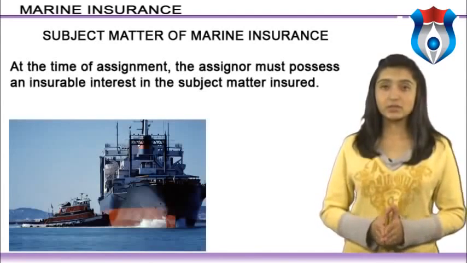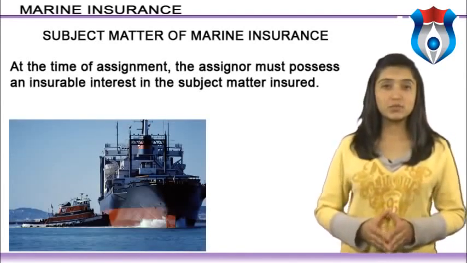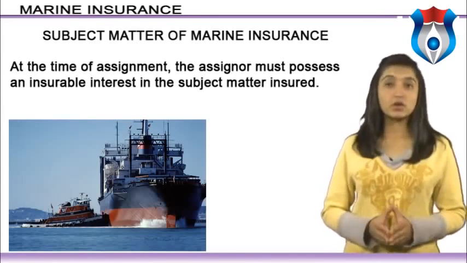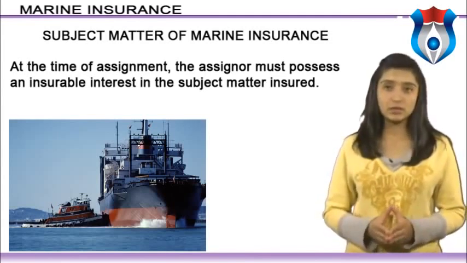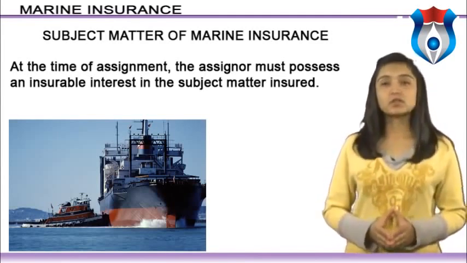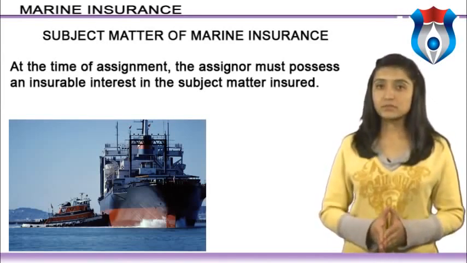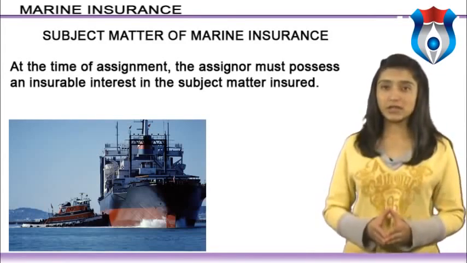At the time of assignment, the assigner must possess an insurable interest in the subject matter insured. An insured that has parted with or lost interest in the subject matter insured cannot make a valid assignment. After the occurrence of the loss, the policy can be assigned freely to any person. The assigner merely transfers his own right to claim to the assignee.